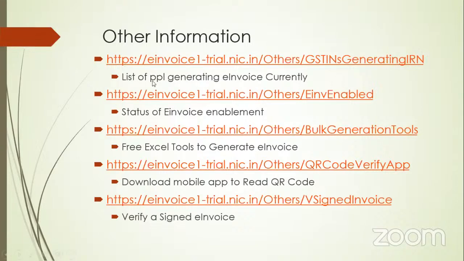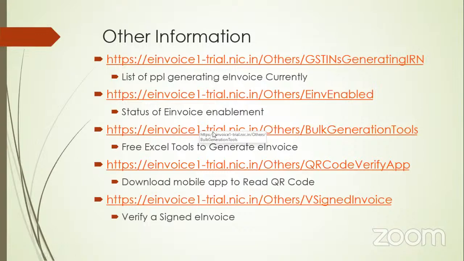So on this first website, you can go and see the list of people who are generating e-invoice. And if you are buying supplies from a vendor who's eligible for e-invoicing and not generating it, you would be able to check it here if he's eligible. And if he's not giving an e-invoice, you should ask for the e-invoice since he's eligible for e-invoicing. You can also check your status of e-invoice enablement. If you're not sure whether your GST number has been enabled for e-invoicing, you can go to this website and check for your GST number.